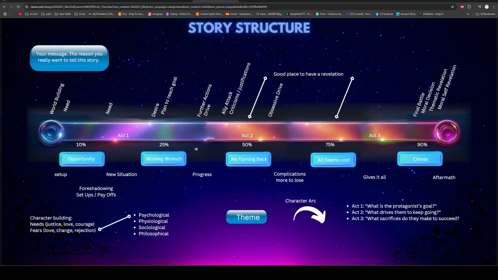Okay, so back to the Spider-Man thing. Somewhere usually between these two, usually right around the middle of this, you have this new further drive, and oftentimes that can mean a new plan, right? Because once you have the monkey wrench, you have to devise some new plan.